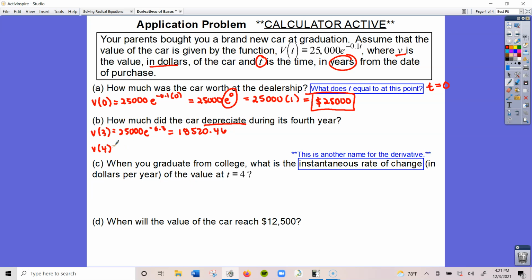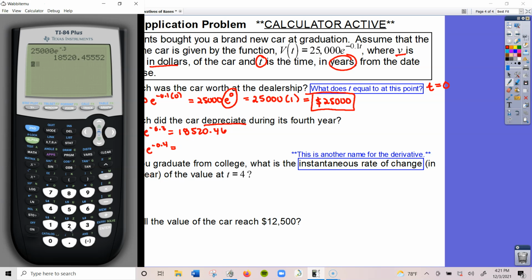Now we're going to get V of 4. So that's going to be 25,000 e raised to the negative 0.1 times 4, which is negative 0.4. So again, I'm going to come here to my calculator. I'm going to do 25,000 e raised to the negative 0.4, which gives me 16,758 and 0 cents.